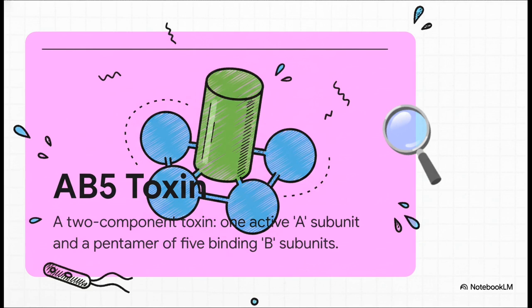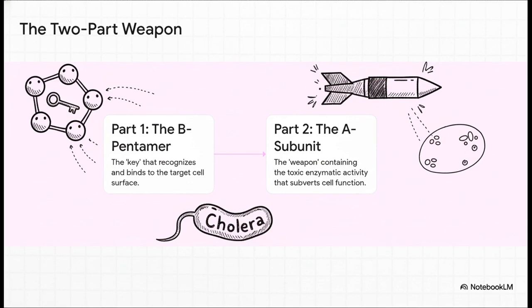You've got one active A subunit, that's the toxic payload, and then you have 5 binding B subunits that form a ring. The whole design is built for one single purpose, precision delivery. You can think of it like a molecular Trojan horse, or maybe even a guided missile. Those 5 B subunits form a ring that acts as the guidance system, the key, if you will. It's designed to find one very specific lock on our cells. The A subunit, that's the warhead, the weapon, and it's completely harmless until it's safely delivered inside the target.